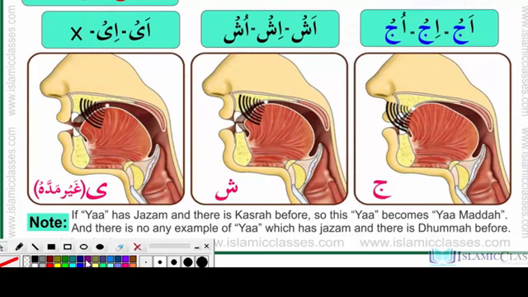So this ya is not a part of this articulation, or you can say this ya is not a part of this makhraj which we are reading now. And there is no example of ya which has jazm and there is dhamma before. You can see in the previous examples, the last letter has a jazm sign and there is a dhamma before, but that example cannot come in the ya, because of grammar rules.